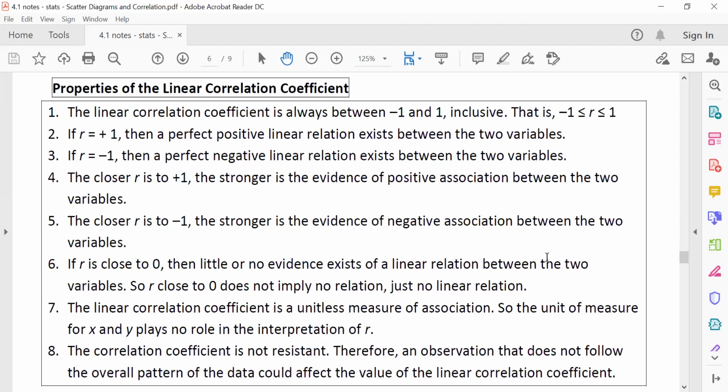If your R value is exactly +1, you have a perfect positive linear relationship between the two variables. But that's not usually what we get. So instead we say just as you get closer to those boundaries.